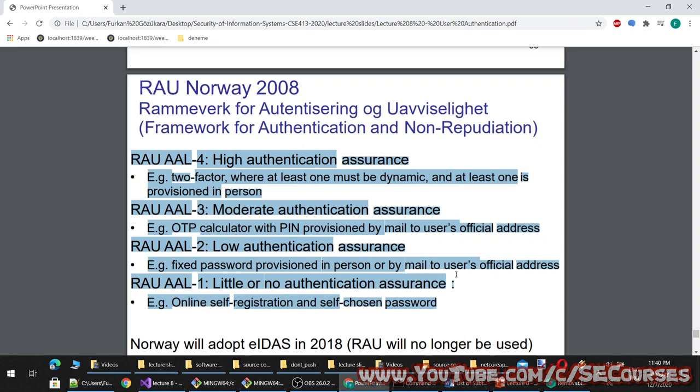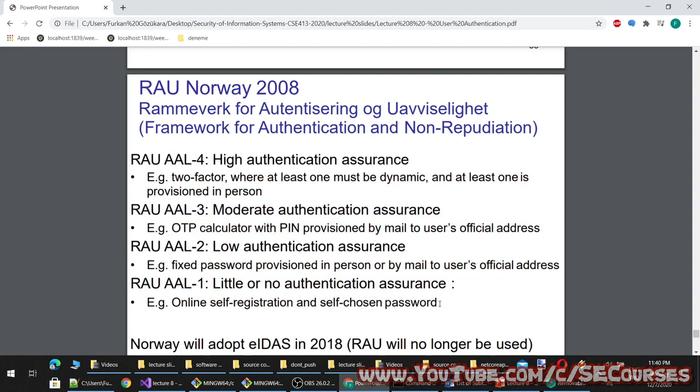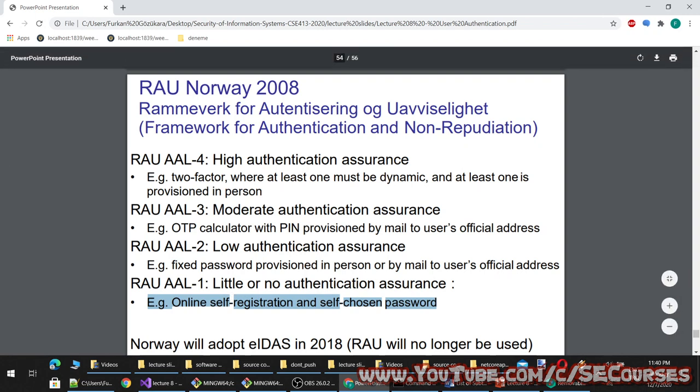RAO AAL 2, low authentication assurance, e.g. fixed password provisioned in person or by mail to the user's official address. RAO AAL 1, little or no authentication assurance, e.g. online self-registration and self-chosen password. Okay, so you see the lowest security is online self-registration and self-chosen password.